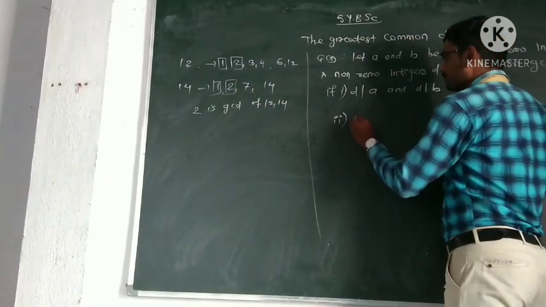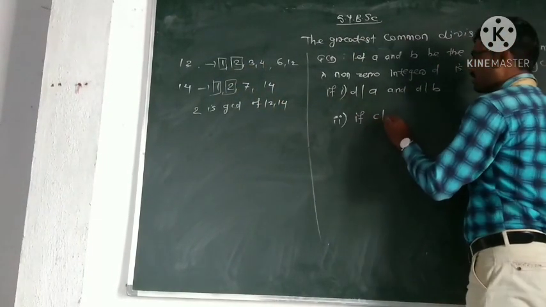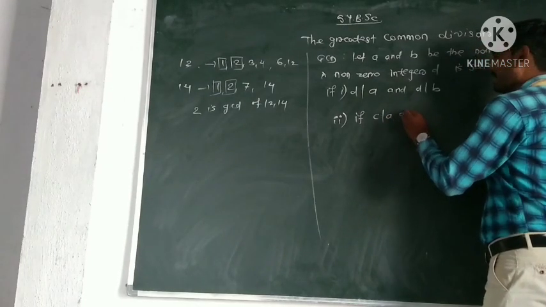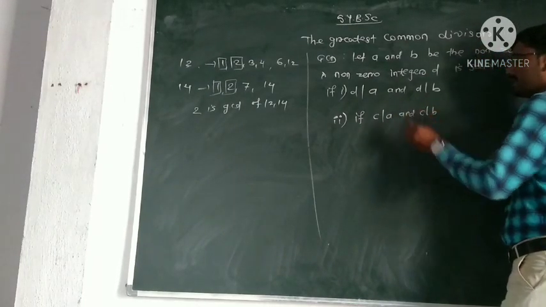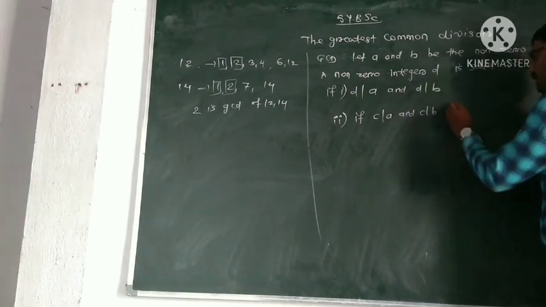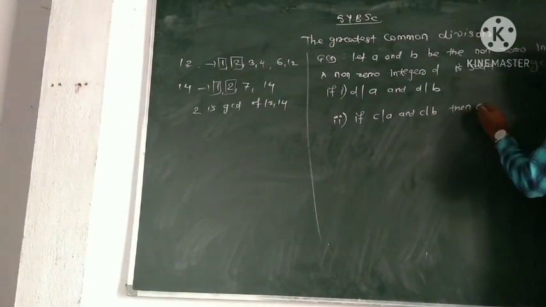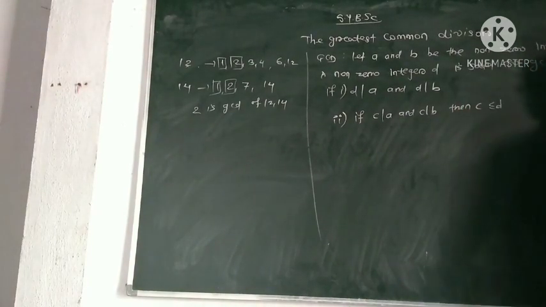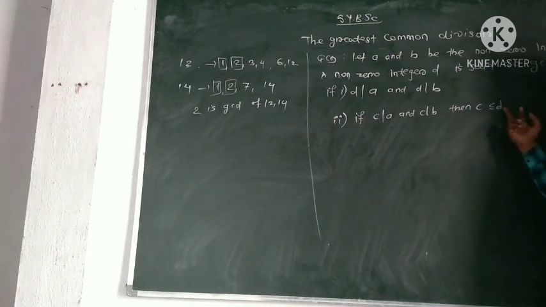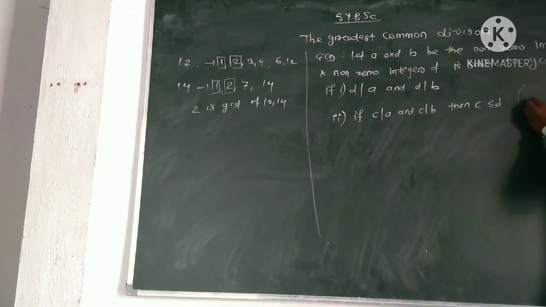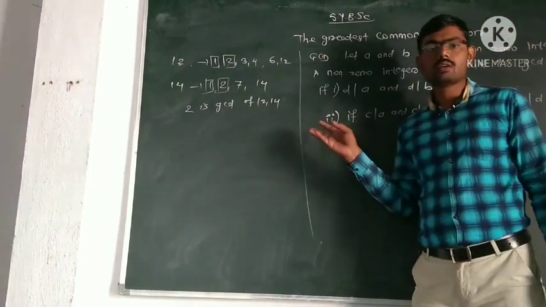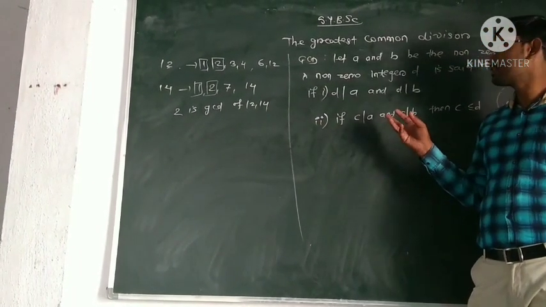If C is another common divisor, say C divides A and C divides B, then C must be less than or equal to D. See, D is the greatest. Or we can write the definition as: C always divides D. This is the definition of the greatest common divisor.